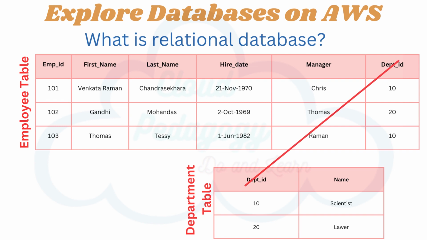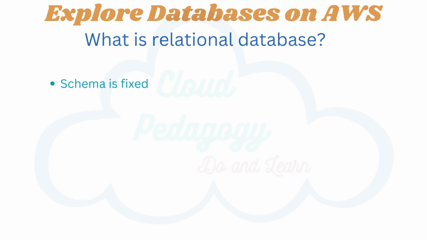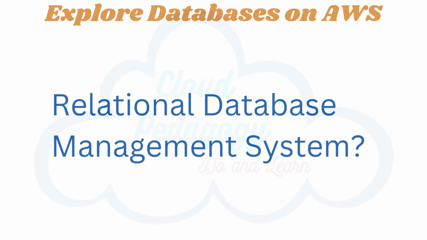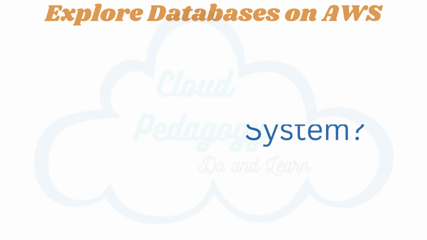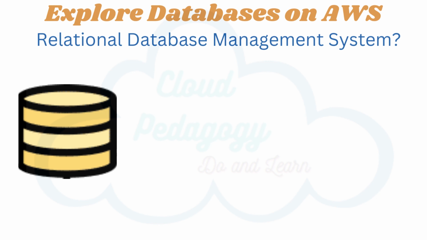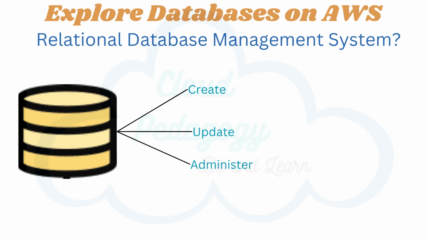Basically, the common column creates a relationship between the tables. The tables, rows, columns and relationships between them are referred to as a logical schema. With relational databases, a schema is fixed. Once the database is operational, it becomes difficult to change the schema. This requires most of the data modeling to be done upfront before the database is active. So that's about the relational database. Next we'll see what a relational database management system is. A relational database management system, or RDBMS, lets you create, update and administer a relational database.